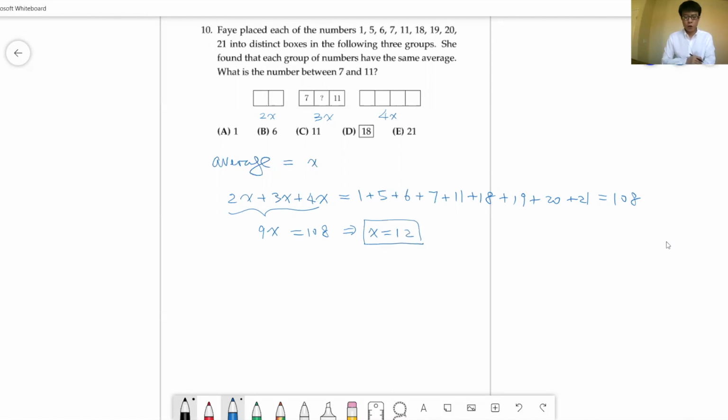Now we know the average. And now let's come to the second group. We have 3 boxes. So 7 plus this unknown plus this 11, that's 3x. And 3x equals 36. So this unknown is 36 minus 7 minus 11, which is 18. So the answer is 18.